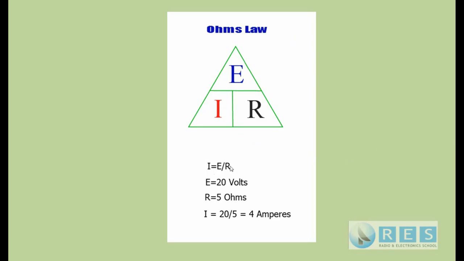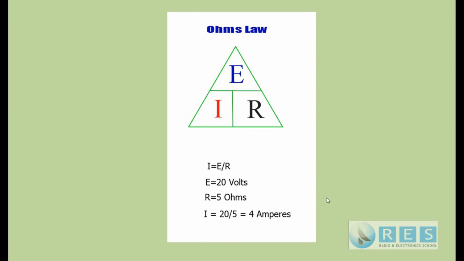Here we're wanting to find out current. And we know the formula for current from the triangle, I equals E divided by R. That slash means divide by. We're being told that the voltage is 20 volts and the resistance is 5 ohms. What is the current in amperes? So I equals E over R, that means I equals 20 divided by 5. I equals 20 volts divided by 5 ohms gives us 4 amperes.